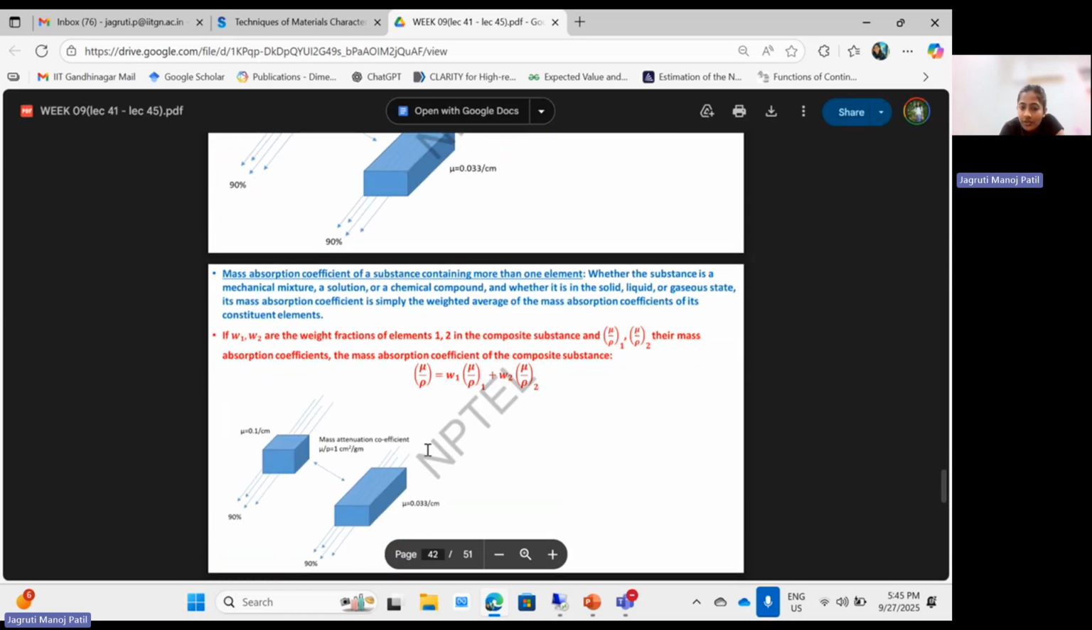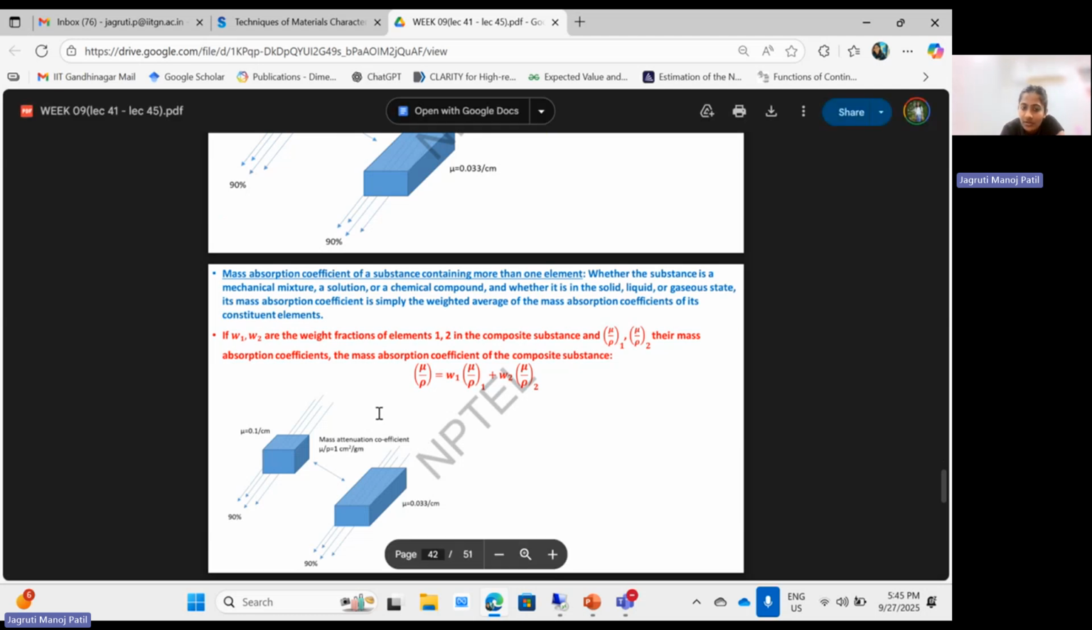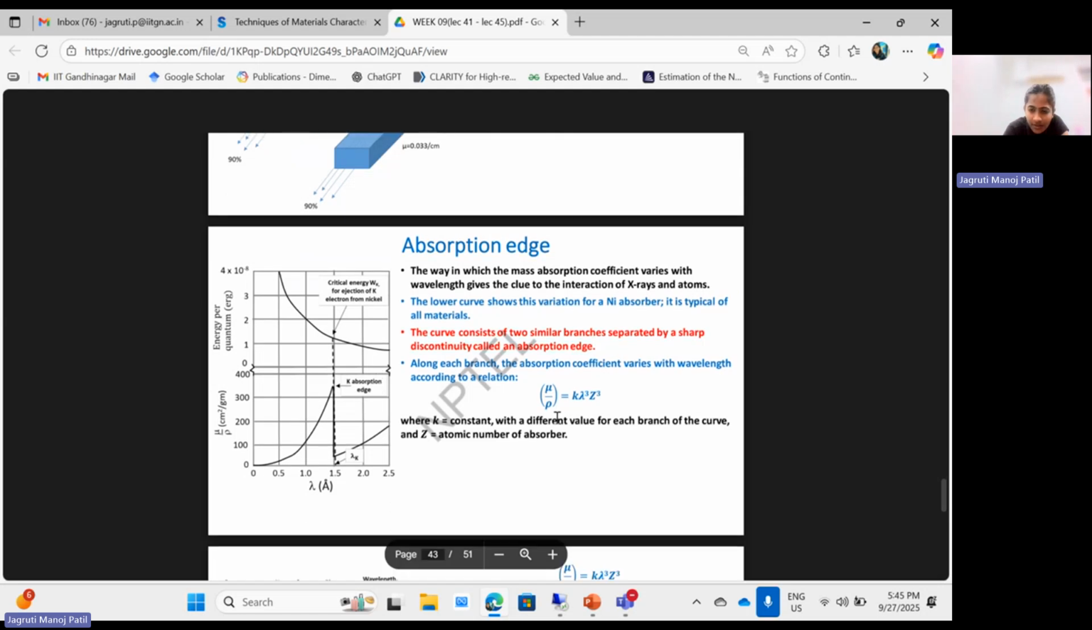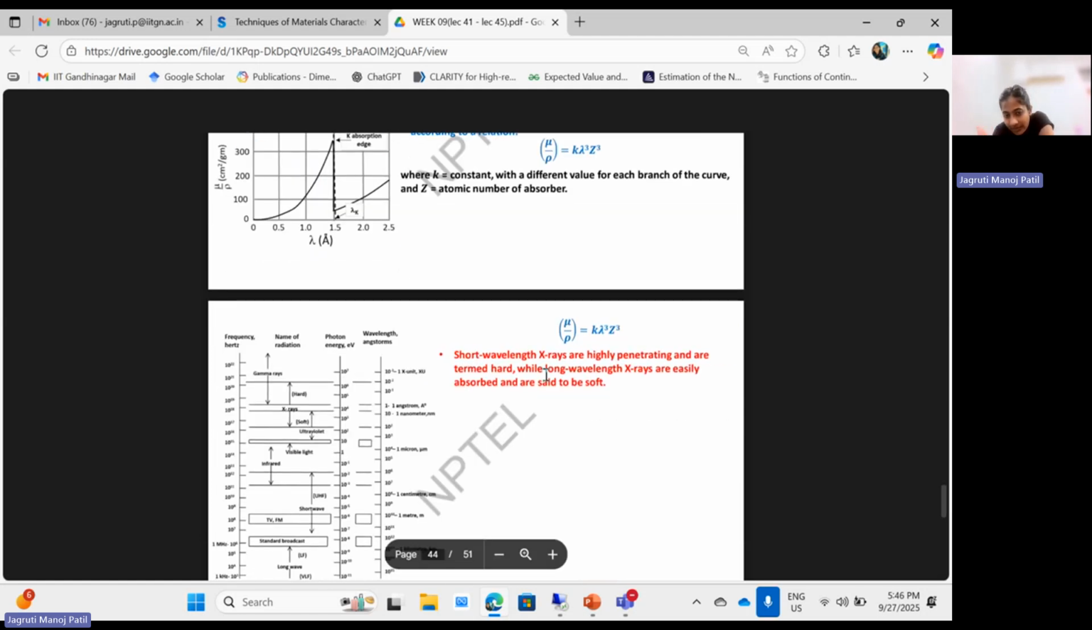Okay. Now, it also follows laws of addition with respect to the weight fractions of the elements. So you can always add all of those in between materials if you're trying to look at that. Now, there are some relationships in between the absorption edge. It's not that important, but always remember how your mass absorption coefficient is related to it. So your mass absorption coefficient is proportional to the cube of wavelength and the cube of your atomic number. So there is no such basic theory behind it.